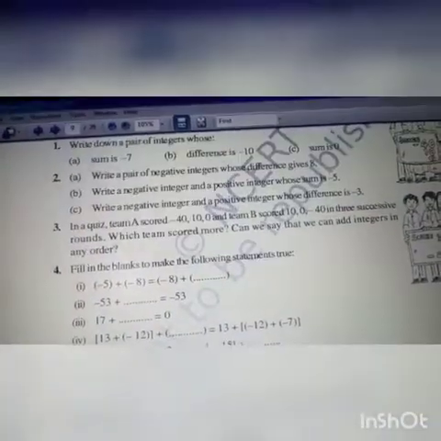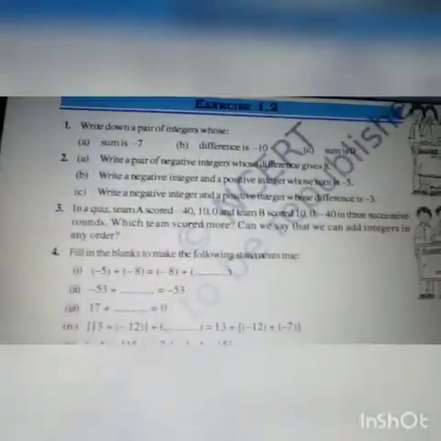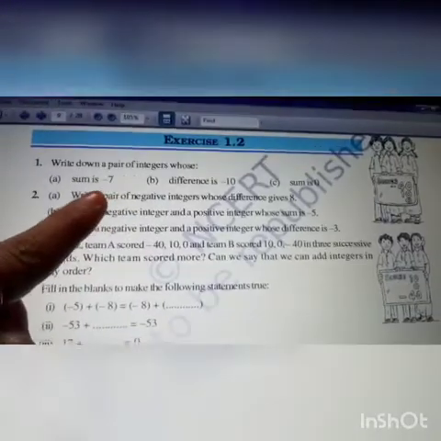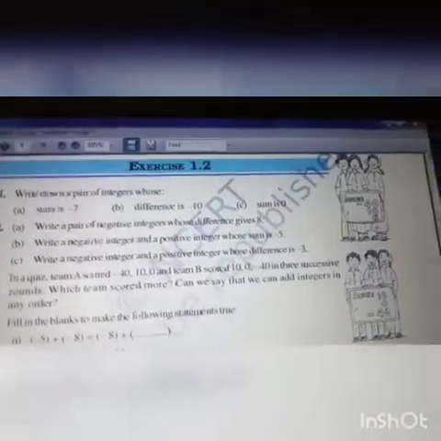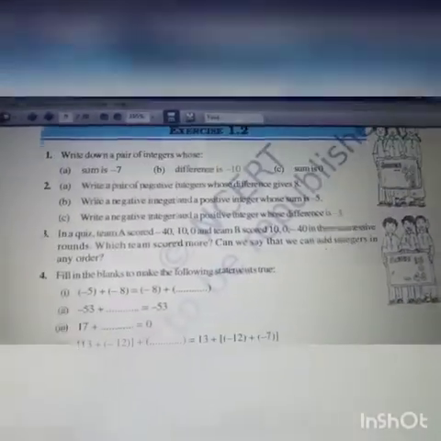Next, exercise 1.2, which is a very small and easy exercise. What you should do is find the integers where the sum is minus 7, the difference is minus 10, the sum is 0, like that you should find. You can work out the problems from this exercise.